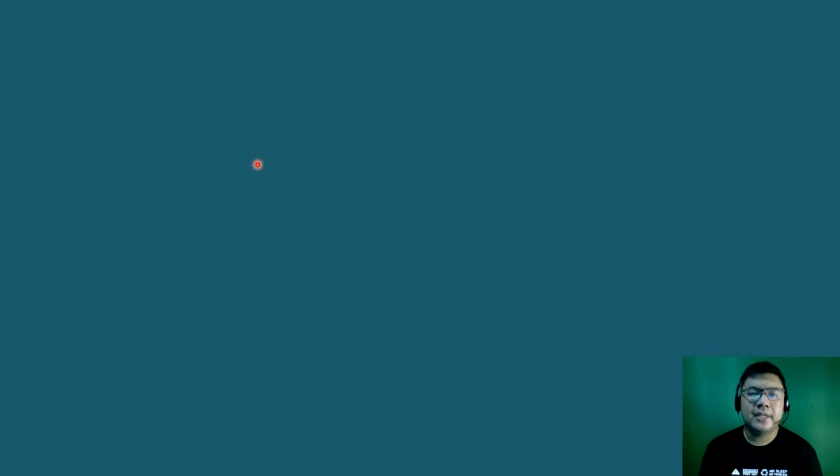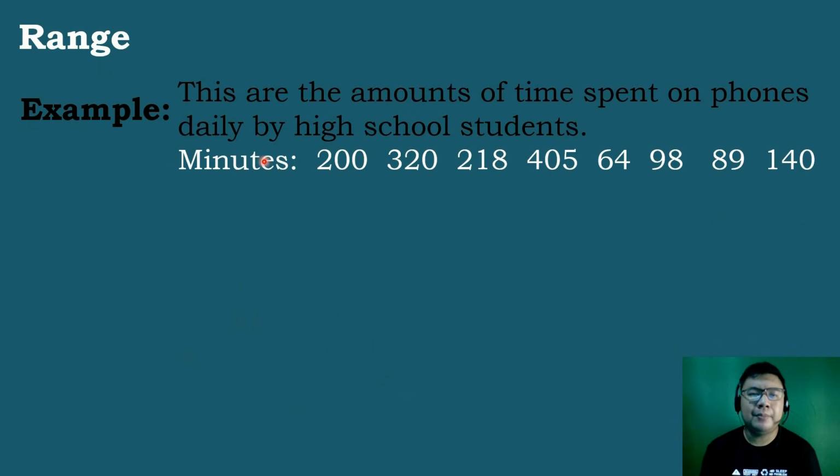So let's have an example. Using the problem earlier, these are the amounts of time spent on phones daily by high school students. The first high school student spent 200 minutes. For the second student, 320 minutes. For the third student, 218 minutes, followed by 405 minutes, 64 minutes, 98 minutes, 89 minutes, and 140 minutes.